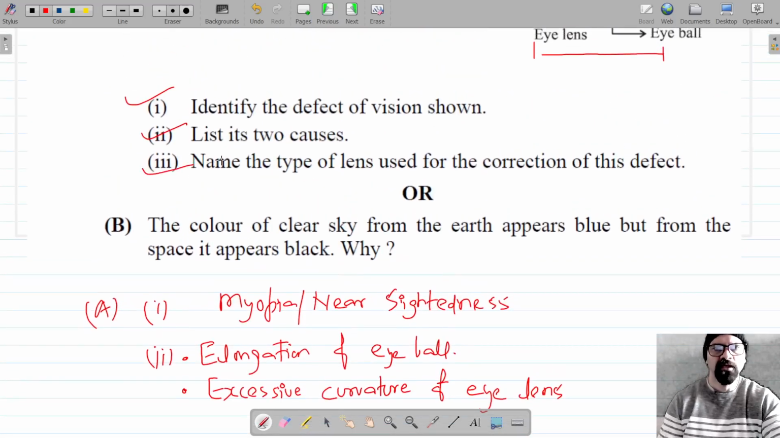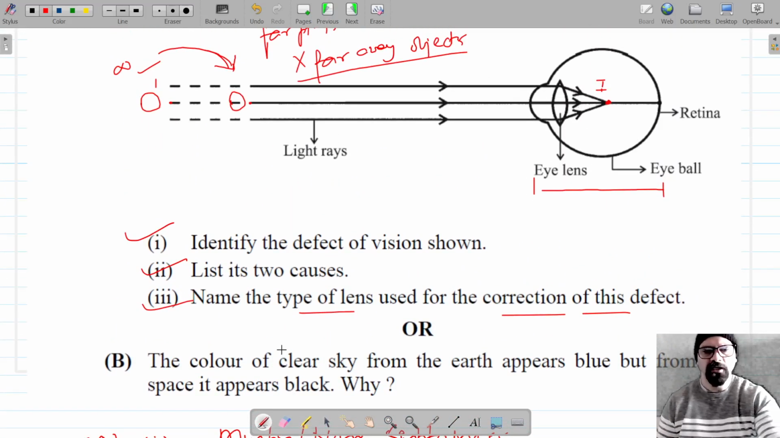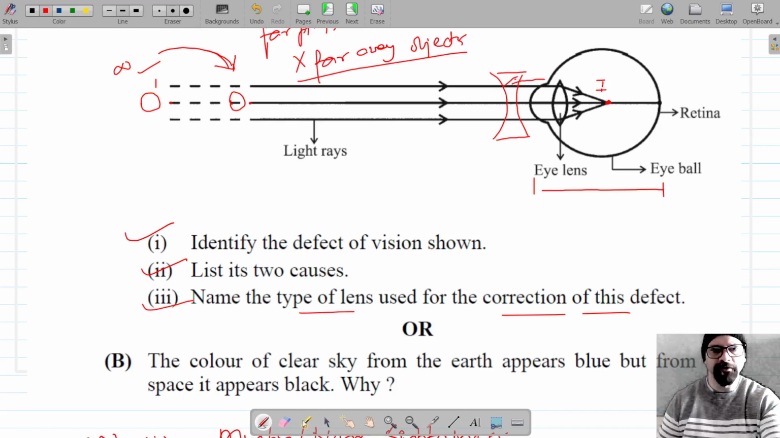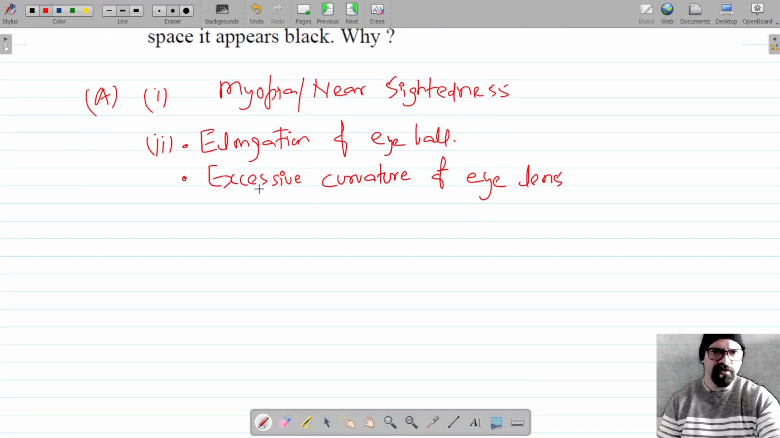Okay, now name the type of lens used for the correction of this defect. This defect can be corrected by using a concave lens, which is also called a diverging lens. If we use the concave lens here, it will diverge these rays of light. Let me draw it like this. This concave lens is going to diverge the rays of light and bring them to the retina. So the type of lens used for the correction of this defect is a concave lens.